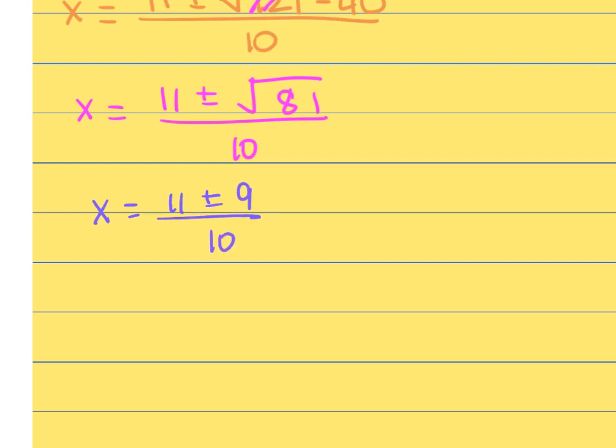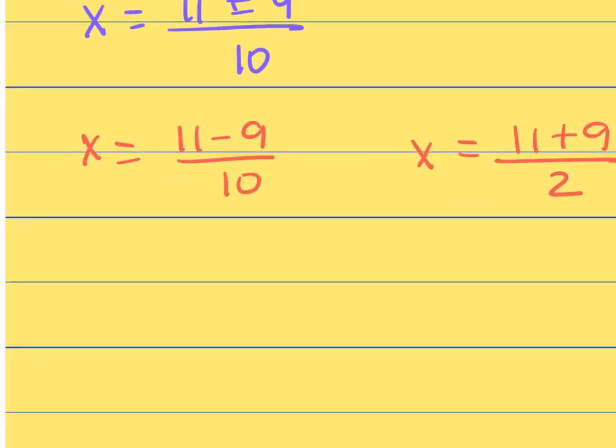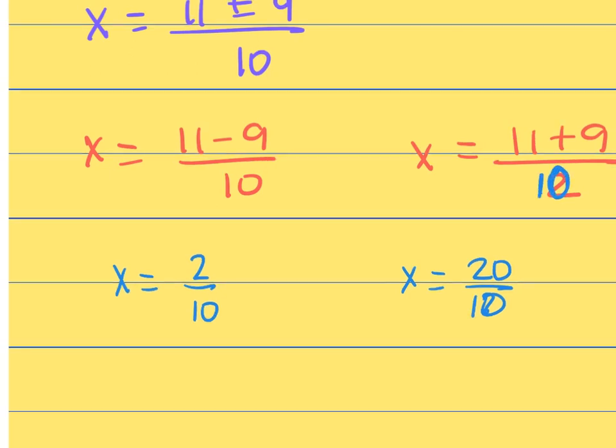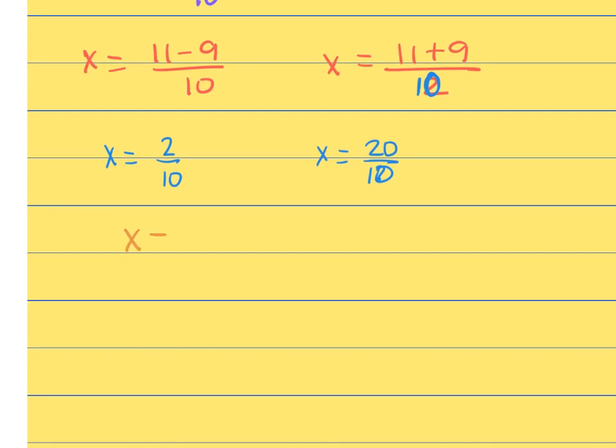So we're going to separate it into two equations. X is equal to 11 minus 9 over 10, as well as x is equal to 11 plus 9 over 10. So this is going to be x is equal to 2 over 10, and x is equal to 20 over 10. Or sorry, yes, 10. This should be a 10. Alright, so from here, we're going to have x is equal to 1/5, as well as x is equal to 2.